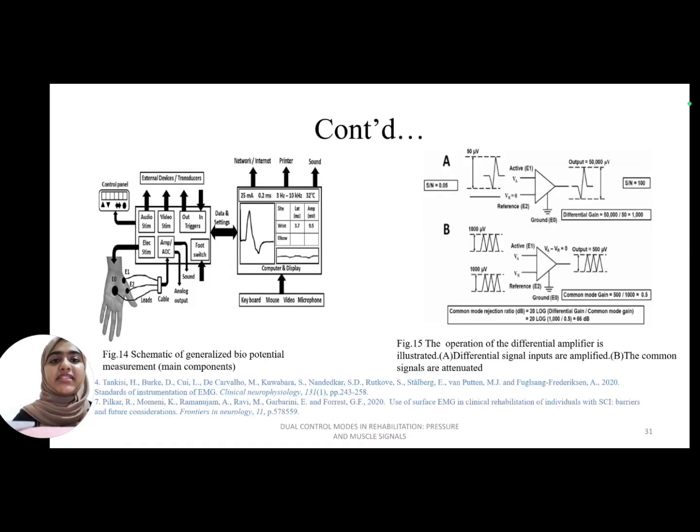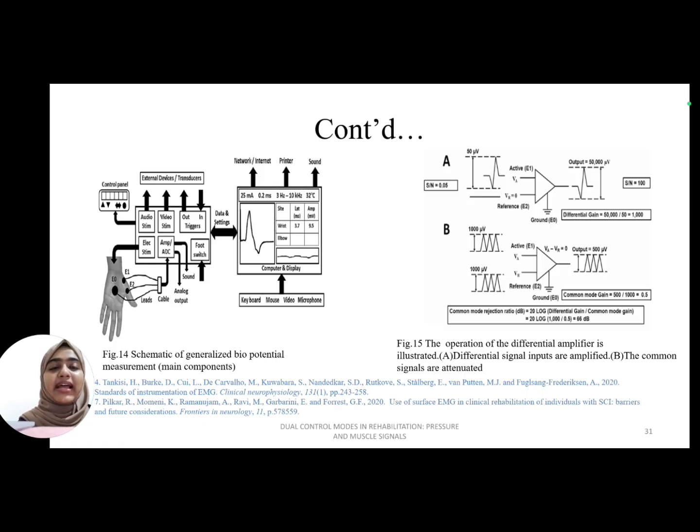Here we have a schematic of a generalized biopotential measurement, where we have a control panel and a lead system where the biosignal acquisition takes place. And we have an external device and transducer, where there is inbuilt audio stimulation, video stimulation, and output triggers. There is a foot switch and an electrical stimulation, and also we have amplifiers and ADC, analog to digital converters.